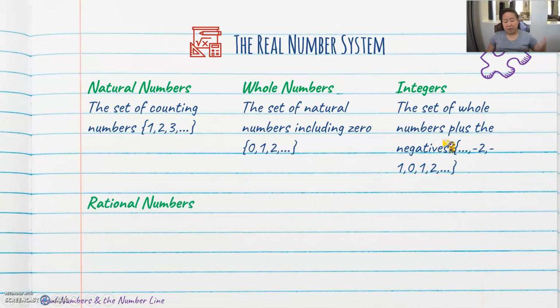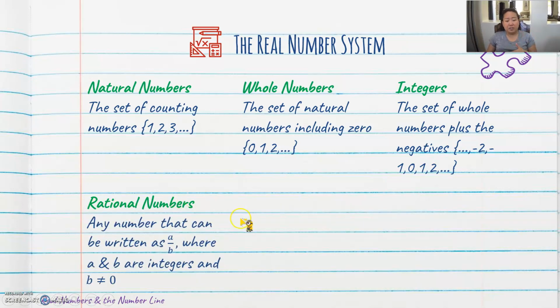The next bigger set will be what we call the rational numbers. If you take a look at the keyword here, which is ratio, these are numbers that can be expressed as a ratio, like A over B, in such a way that A and B are both integers, and it is important that B is not 0. We do not allow 0 in the denominator, or else it will be undefined.